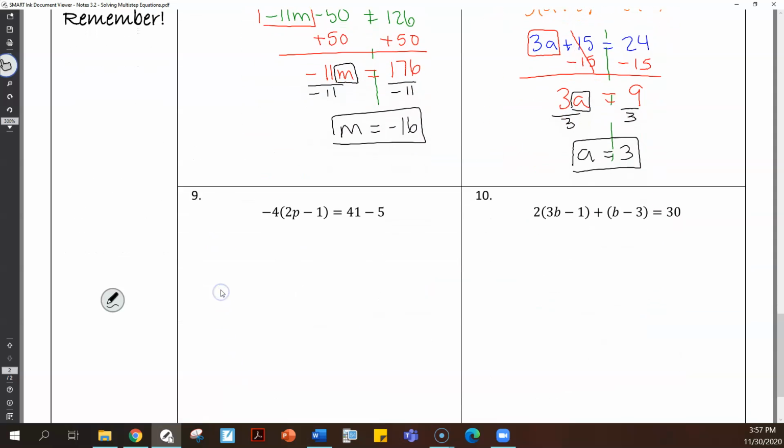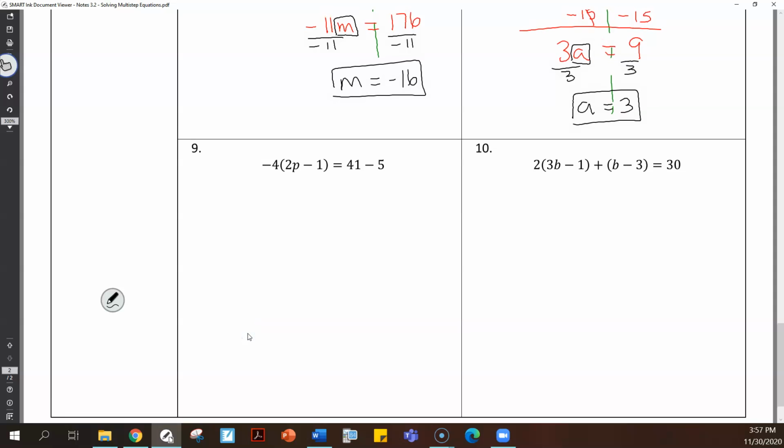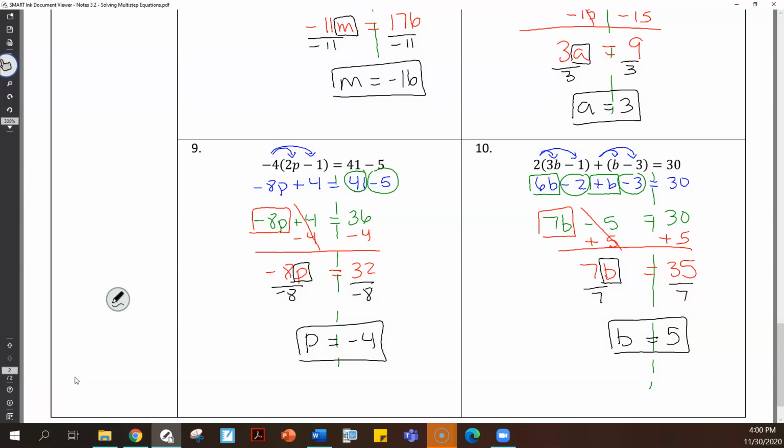With that in mind, go ahead and complete 9 and 10. Show your work on your paper, and then come back here to check your answers. All right, for number 9, you should have gotten negative 4. A couple things, make sure you're keeping a negative sign on that 4. Watch your signs. Negative times a negative gives you a positive 4. For number 10, you should have gotten b equals 5.